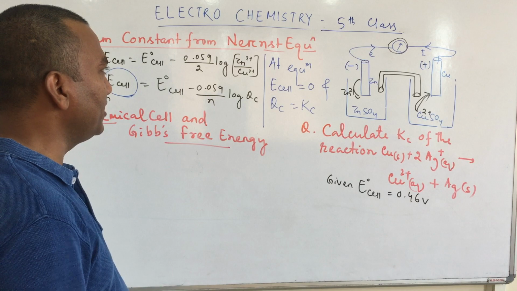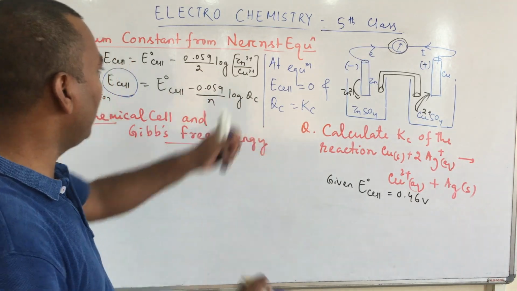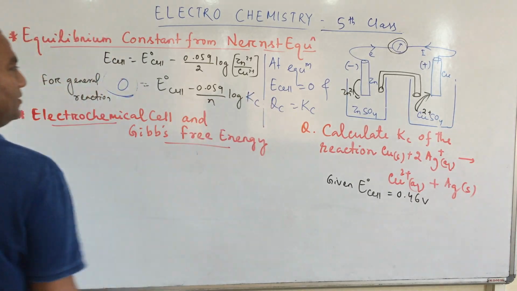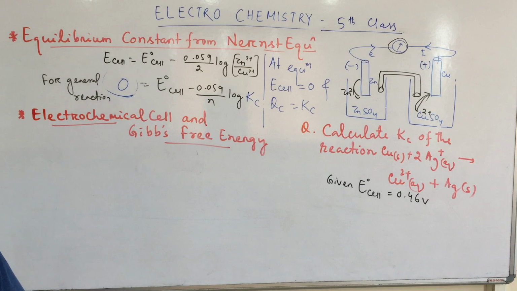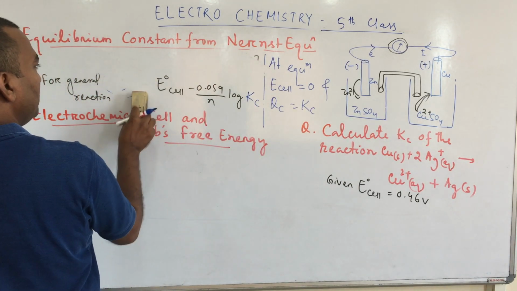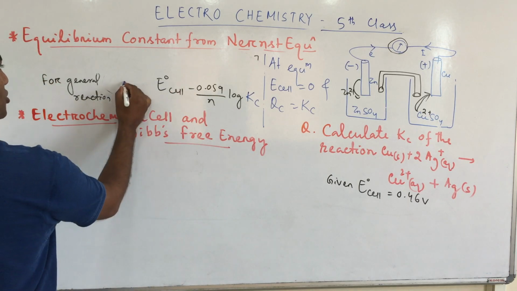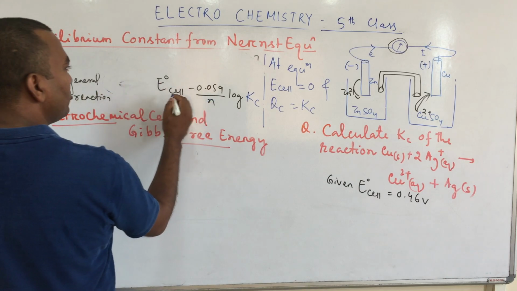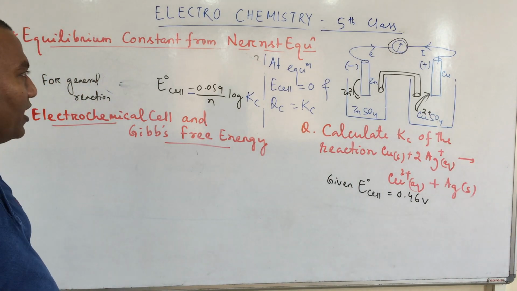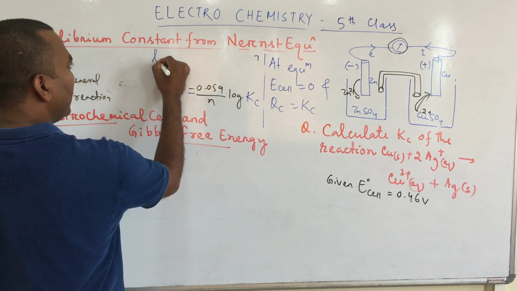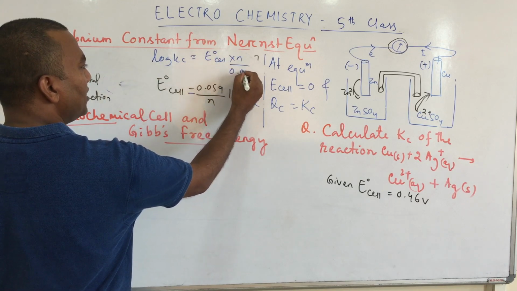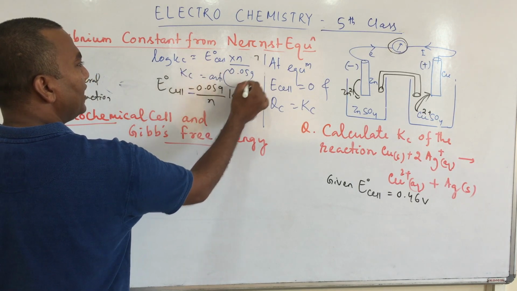In the class 11 equilibrium chapter we have read this. So if we substitute these values here, E cell is 0, and in place of Qc we write Kc. So 0 equals E naught cell minus 0.059 by n log Kc. Taking it to the other side, E naught cell equals 0.059 by n log Kc. If Kc is asked, log Kc equals E naught cell into n divided by 0.059, and Kc equals the antilog of this term.